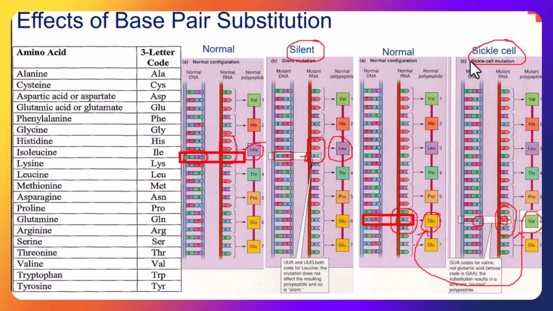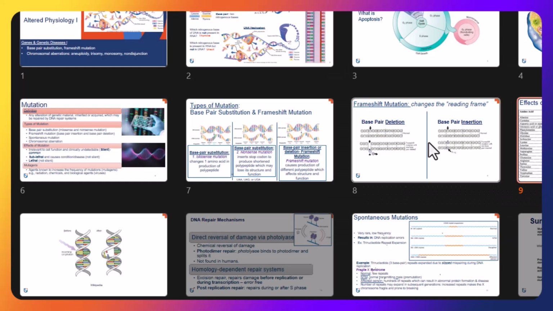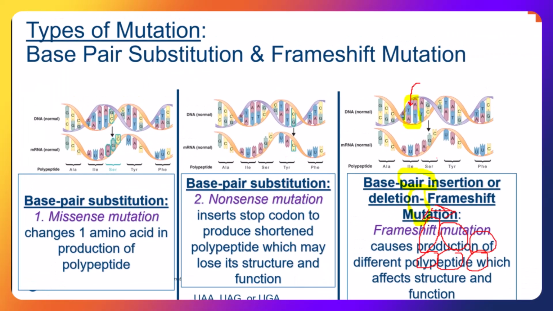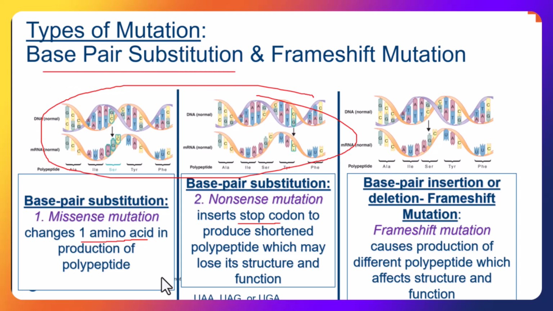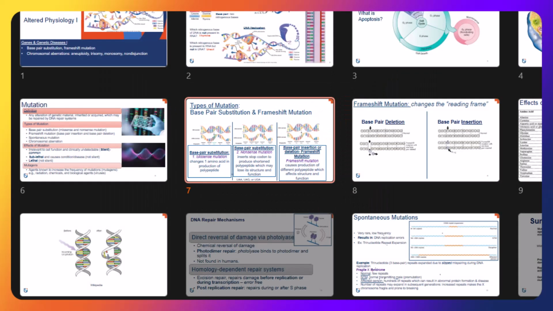So the question I have for you is, what type of mutation is this? Well, this wouldn't be, let's go back for a moment. Which of these two would it be? We only changed one amino acid in the production of the polypeptide, so it's a missense mutation. That's the form of base pair substitution that we encountered. It's not a stop codon. Really, we're just looking at these two here because they're base pair substitutions. It's not a nonsense mutation because there wasn't a stop codon that stopped the production of the polypeptide. So missense mutation.